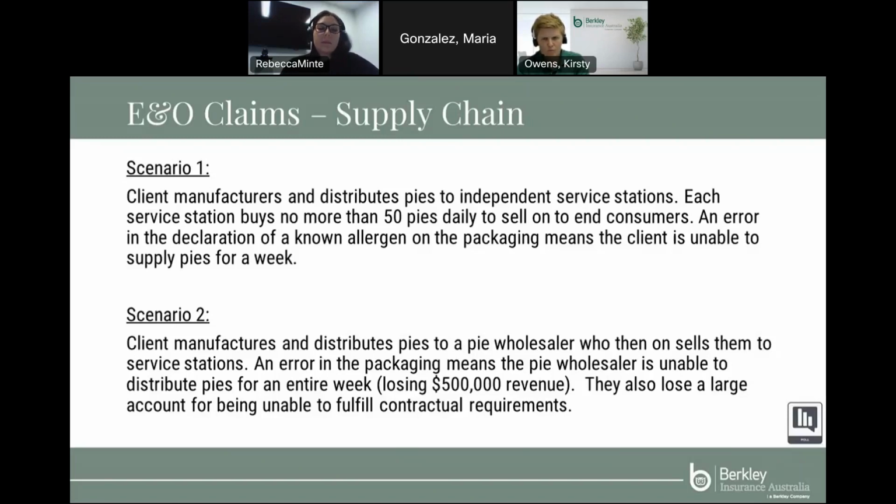pies for a week. Scenario 2, the client manufactures and distributes pies to a pie wholesaler who then on-sells them to service stations. An error in the packaging means the pie wholesaler is unable to distribute the pies for an entire week, losing $500,000 in revenue, and they also lose a large account for being unable to fulfill contractual requirements. So which of these two scenarios is more likely to result in a manufacturer's E&O claim? Which one has the greatest exposure for a financial loss?